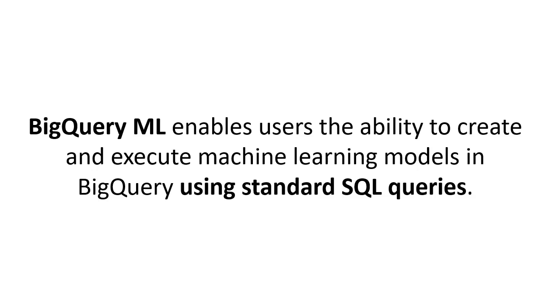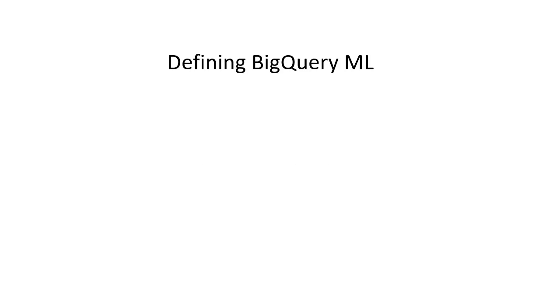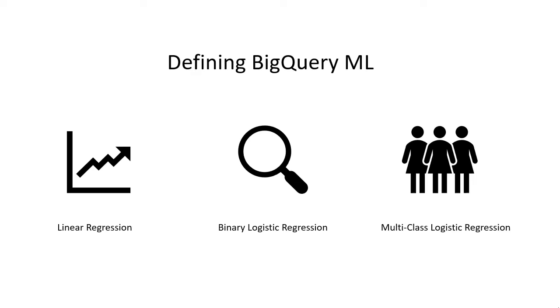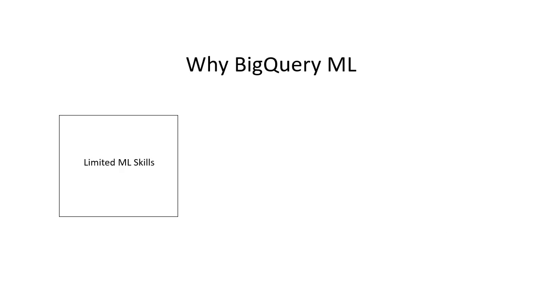There are currently 3 types of models supported in BigQuery ML. The first one is linear regression. These models can be used for predicting a numerical value. The second is binary logistic regression. These models can be used for predicting 1 or 2 classes, such as identifying whether email is a spam. Thirdly, there's multi-class logistic regression for classification. These models can be used to predict more than 2 classes, such as whether an input is low value, medium value, or high value.